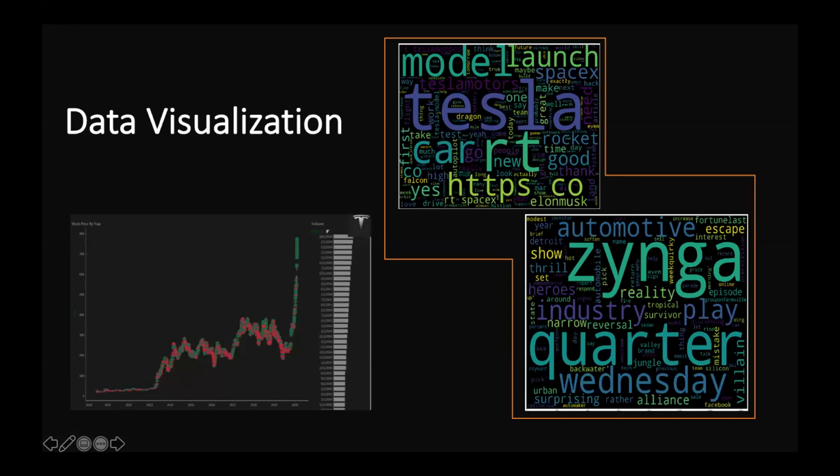And you can see some keywords from the word cloud. The top word cloud is from Elon Musk's tweets. You can see Tesla and some good, so many positive words. And the other one is from the New York Times.